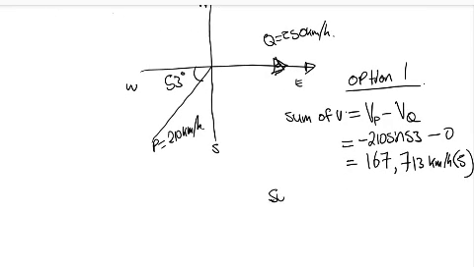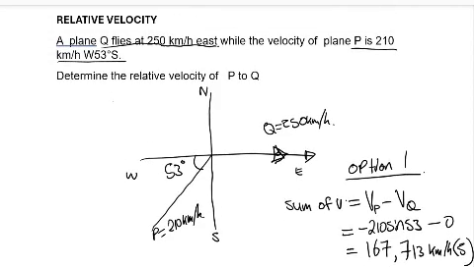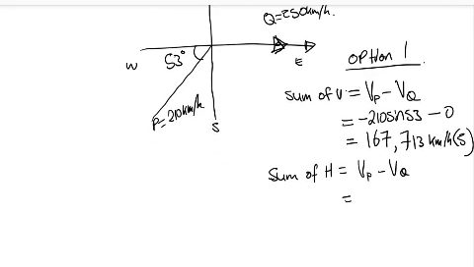Then we say sum of the horizontal equals the velocity of P in the horizontal position minus the velocity of Q. In the horizontal position we have to check P and Q. P goes to the west side, so it has to be negative 210, now it is cos 53 in brackets, minus the velocity of Q, which goes to the east side, so it becomes 250.